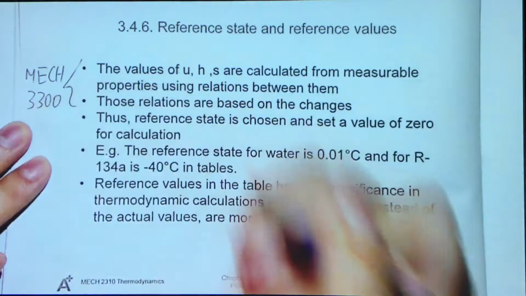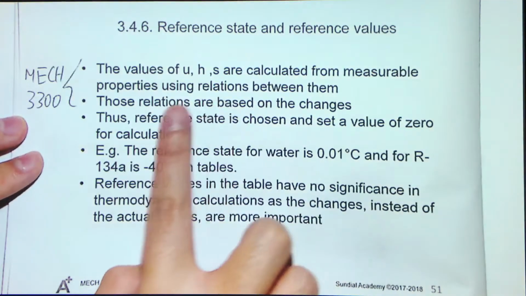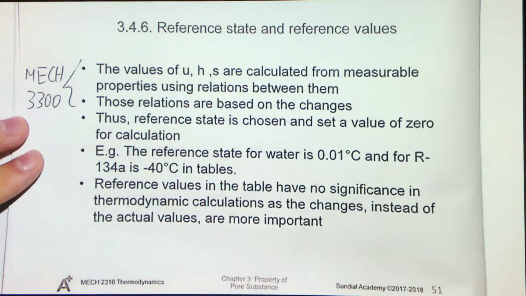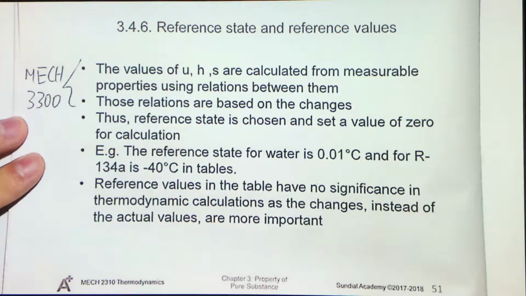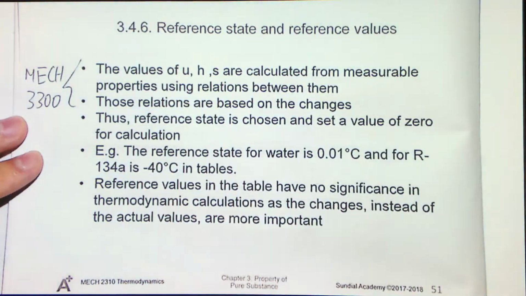Okay, the first part of this course talks about how the property tables are constructed by using so-called relations. However, the relations just talk about the changes. So we need to give a so-called reference state. We need to select a state to be a reference state and set the value of 0 for the calculation.